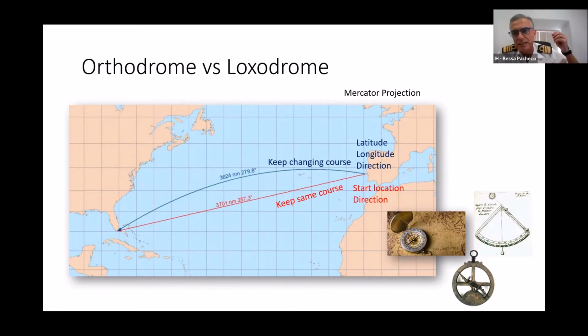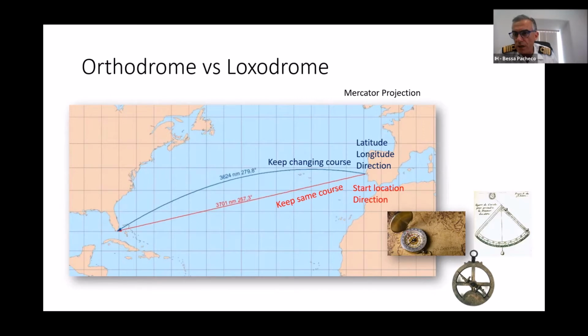You have to know more or less at each location what your latitude and longitude are, and then what the next course is for the next segment. So you have to keep changing the course. It's a nightmare for planning, and it's a nightmare for execution.